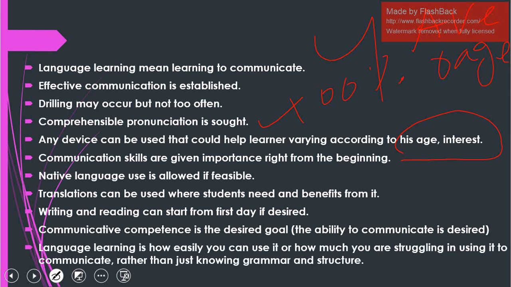Language learning is about how easily you can use it to communicate, or how much you are struggling in using it, rather than just knowing grammar and structure. Knowing grammar and structure is not enough in that method, right? You need to understand that you need to communicate in this school world, and in the practical world. You are not going to just showcase your grammatical correctness, how good you are at writing skills or grammatical elements. No, you need to communicate. You need to use English, or whatever language you're learning, for the purpose of communication in future.